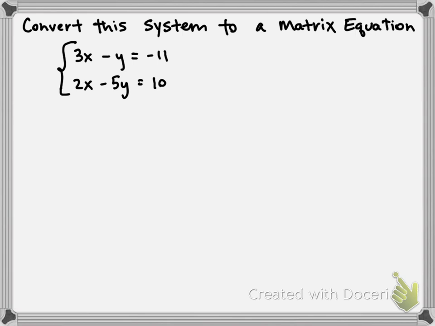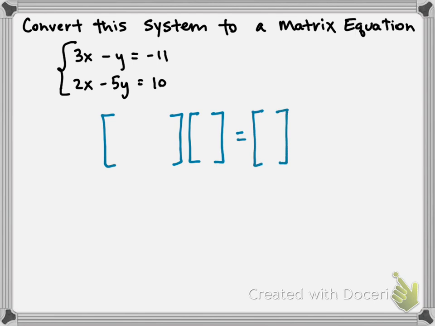Okay, so matrices. We want to convert this system to a matrix equation. So right now we have a system of equations, and our goal is to make this look like some sort of matrix times the x matrix, or the ones with the variables, equals what it equals. So in this case, we want the first matrix. Because we're dealing with a system of 2 variables, this is going to be a 2 by 2.